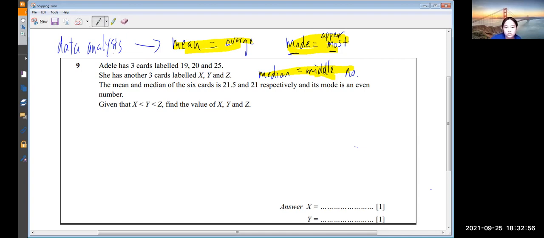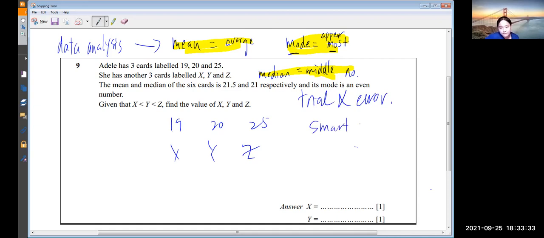Adele has 3 cards labeled 19, 20, and 25. Then she has another 3 cards labeled X, Y, and Z. The mean and median of the 6 cards are 21.5 and 21 respectively, and the mode is an even number. Given that, find the values of X, Y, and Z. You need trial and error, but you need to make smart guesses.